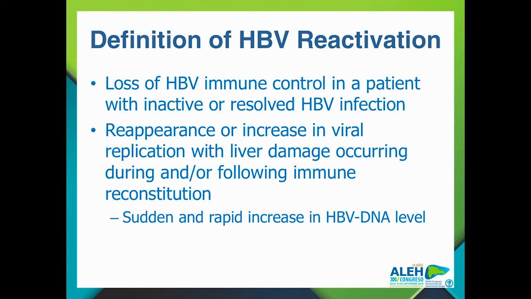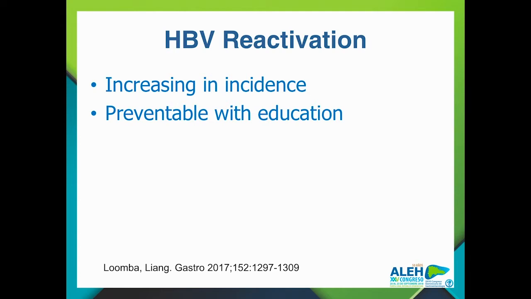So to set the stage, how do we define hepatitis B reactivation? We can use different wording, but perhaps the easiest thing to do is to say it's truly the loss of hepatitis B immune control in a patient that has inactive or resolved hepatitis B infection. And I think the resolved portion is also important, as we'll talk about in a bit. It's characterized by the reappearance or an increase in viral replication occurring during or following immune reconstitution. And we typically see significant rises, which I'll go over, in HBV DNA followed by transaminase elevations. So I think we all need to understand the definition.